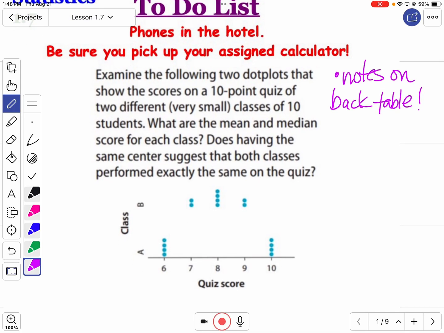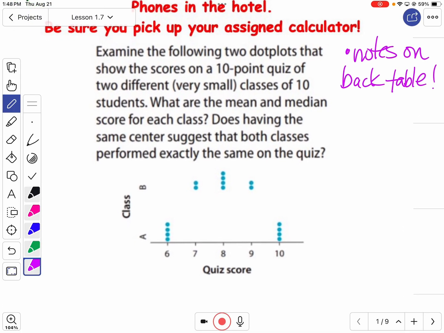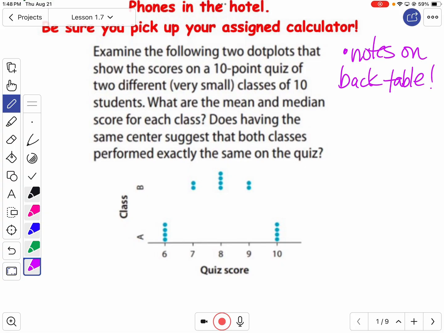What are these plots called down here, by the way? They're dot plots. I told you that in the instructions. It says examine the following 2 dot plots that show the scores on a 10-point quiz of 2 different, very small classes of 10 students. It wants to know for each one what's the mean and the median.